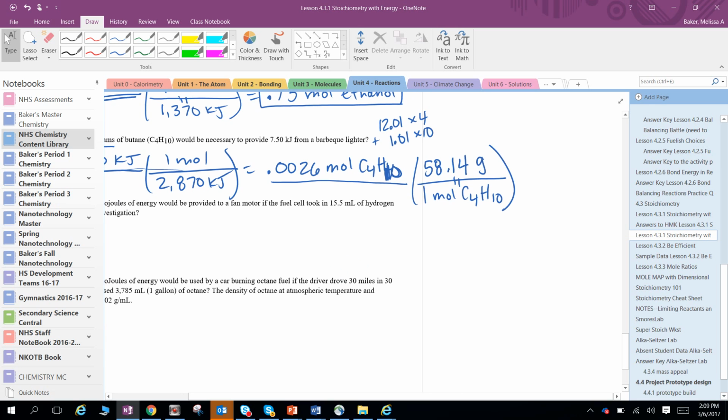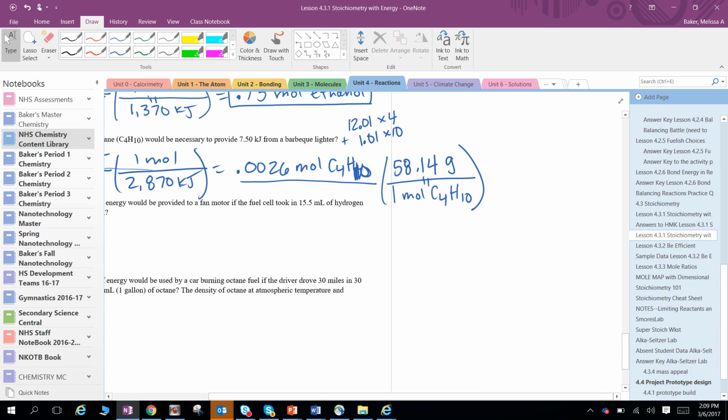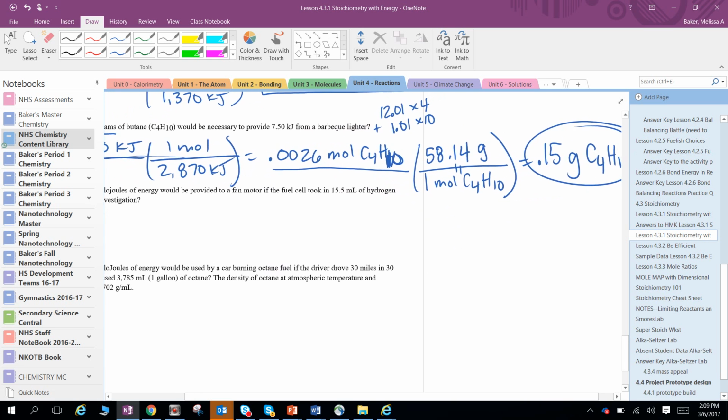We only need 0.0026 of a mole. So we're going to multiply that fraction across the top, and that gives us our final answer. We would need 0.15 grams of the butane to generate that 7.5 kilojoules.